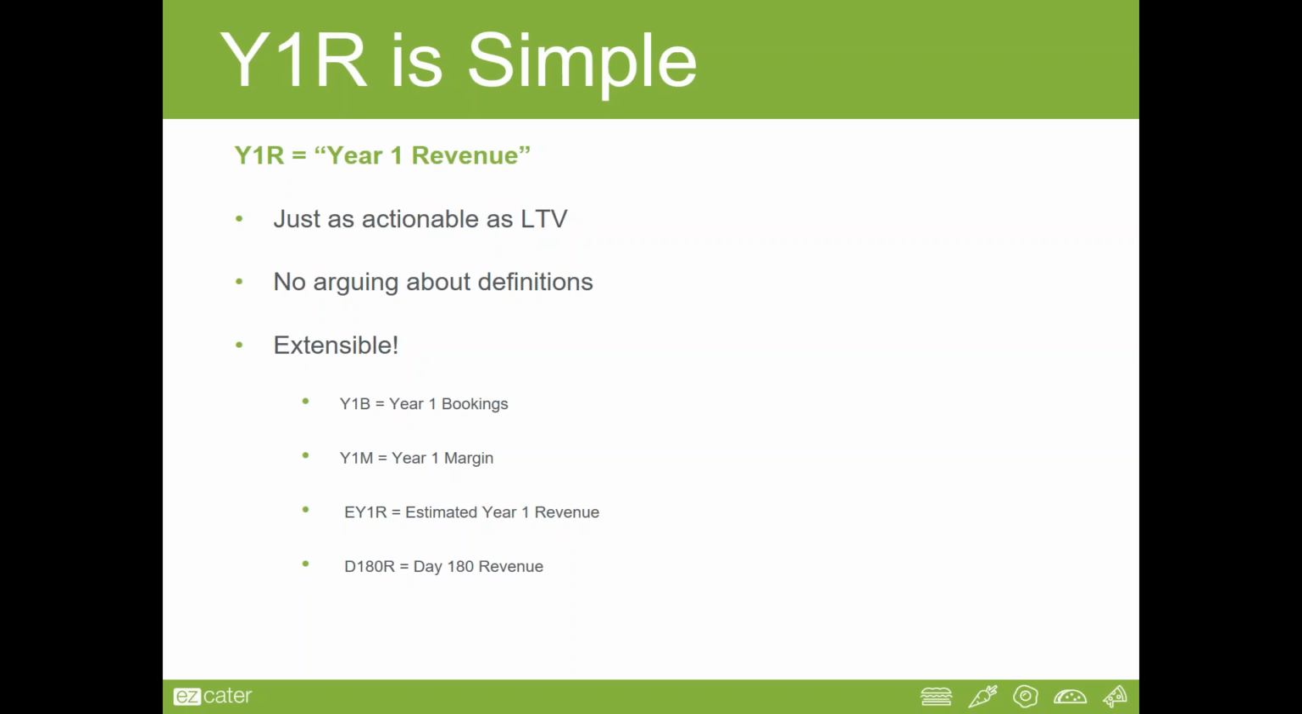So we have extended this Y1R pattern: Y1B is how many bookings we have in a year. EY1R is the estimated year one revenue. D180R would be the day 180 revenue. This has been super useful because whenever we're having conversations, it's super clear that we can compare this number against this number and they should be equal, and it's not that someone is using a different weighted cost of capital versus someone else, and that's why you're getting different numbers.